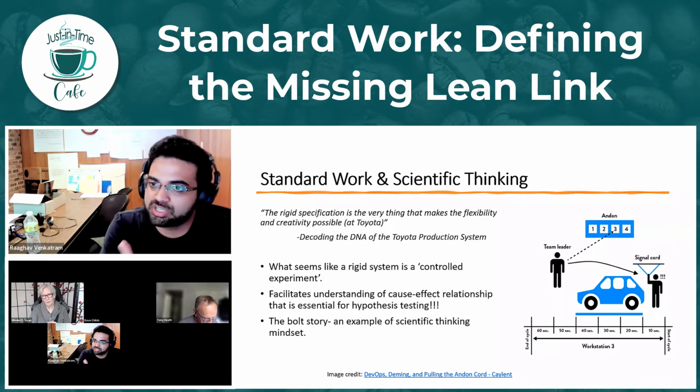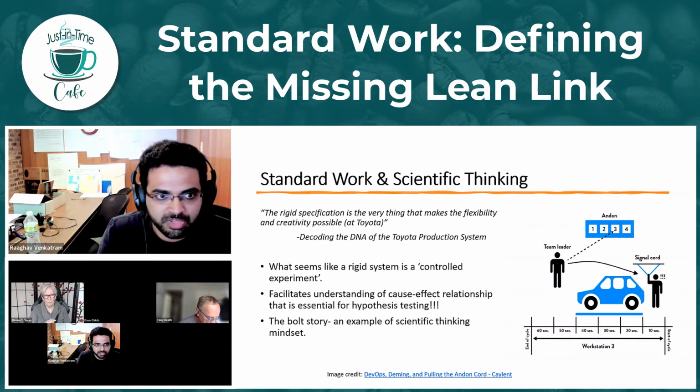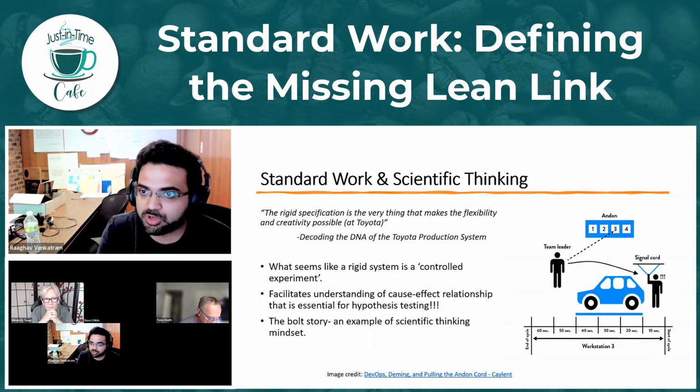You do not know which change caused what effect. And without understanding the cause and effect relationship, you would not be able to perform hypothesis testing, which is the core of scientific thinking. So, as Steven Spear points out in his article, Decoding the DNA of the Toyota Production System, the rigid specification is the very thing that makes the flexibility and creativity possible at Toyota.